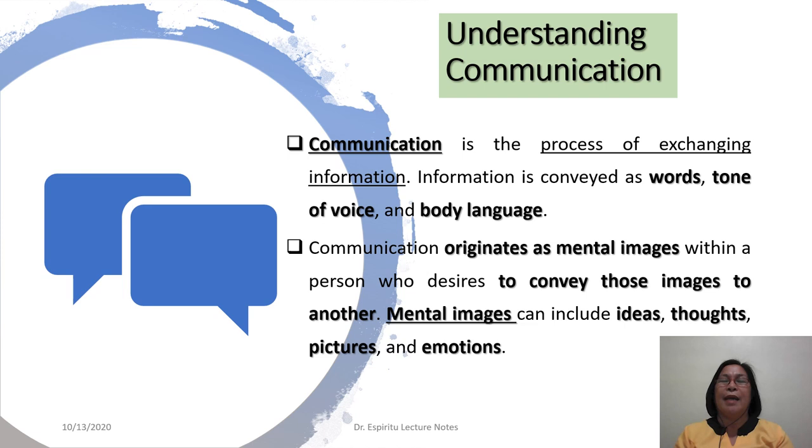And then second, communication originates as mental images. So these are things in your mind. Mental images within a person who desires to convey those images to another. So things that you have a picture of in your mind. And these are concrete forms that you're going to transmit to another person in concrete form also. So concrete forms in your mind which you are going to convey to others using words. So the words can include ideas, thoughts, pictures, and emotions. We will deal with this clearly later.